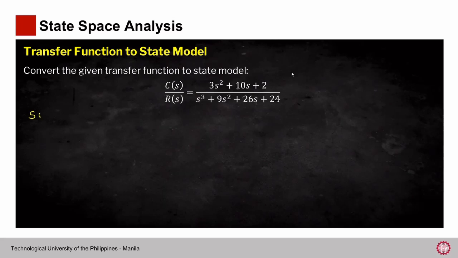No, so pwede rin gamitin yung controllable canonical form po dito. So we can also use the controllable canonical form here. So what will be the solution? Okay, solve po natin. Kaya lang, no? So, to make the controllable canonical form work, we need to express it in a standard format. So, we have C of S upon R of S.